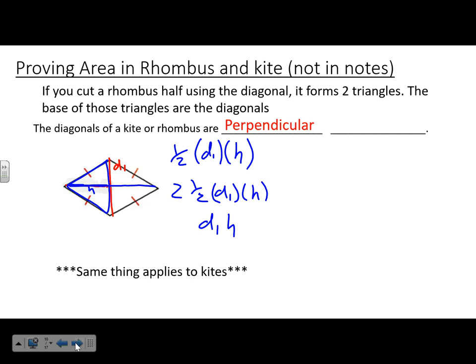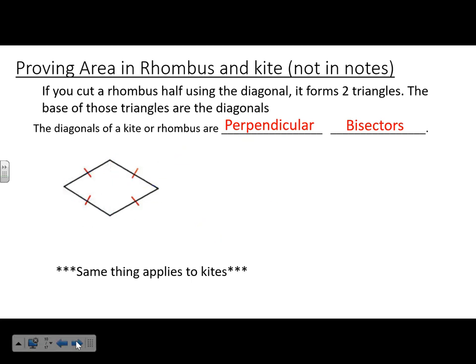So the diagonals of a kite or a rhombus are perpendicular bisectors. The big thing that I want you to realize with that is when you take both diagonals, this diagonal and this diagonal, not only are they all perpendicular to each other, but they also cut each other in half. So this is congruent to this. This is congruent to this.